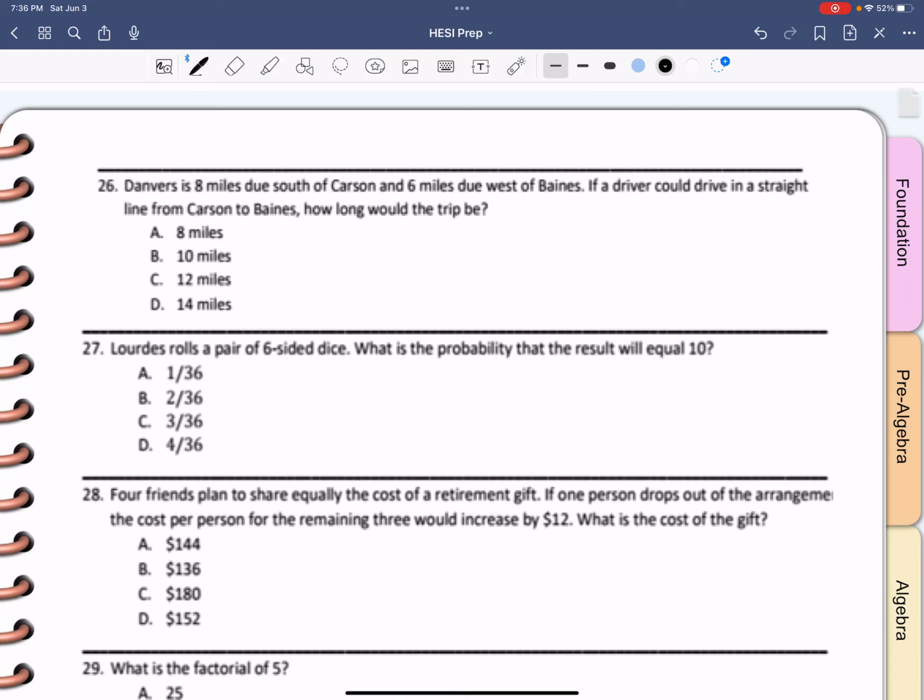Number 26. And I apologize if you hear weird music. It sounds like a disco in my house right now, but please just ignore that. If you can hear it, I am sorry.